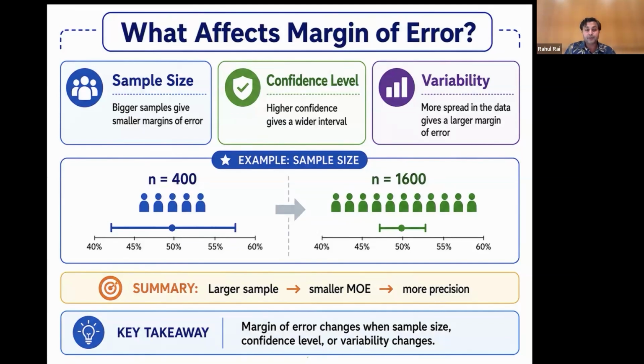Sample size. Bigger sample size gives smaller margin of error. Confidence level. Higher confidence gives a wider interval. And variability. More spread in data gives a larger margin of error.